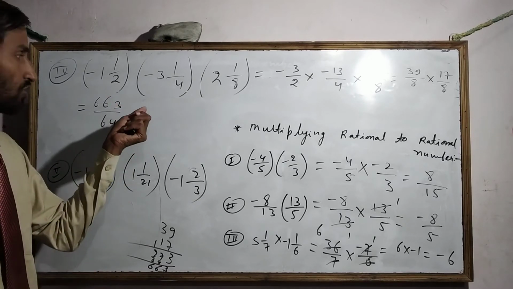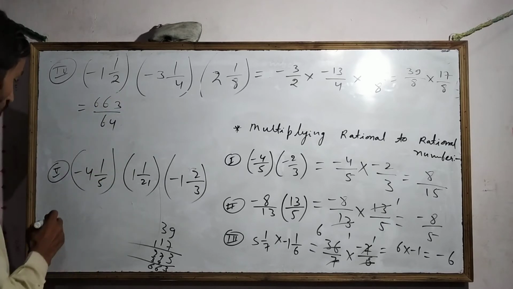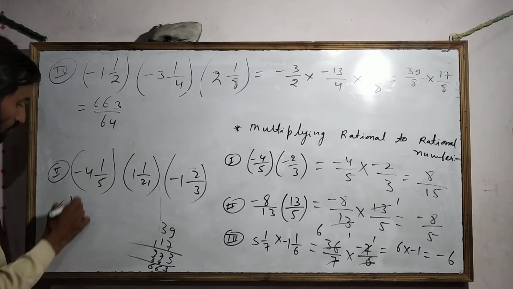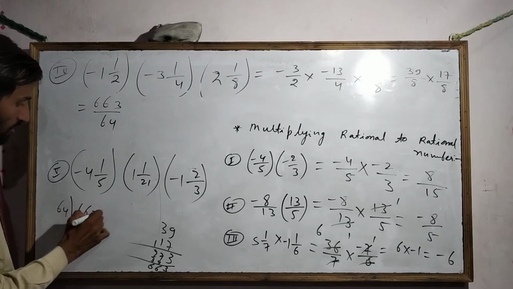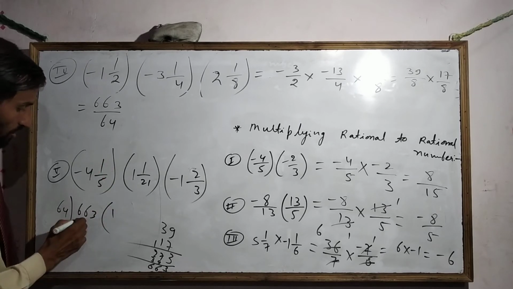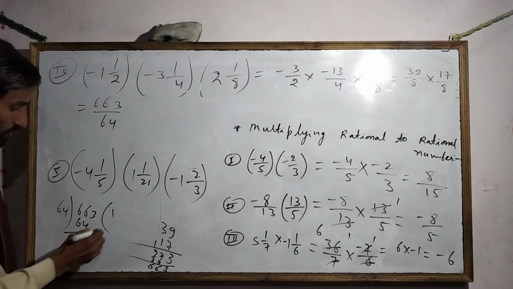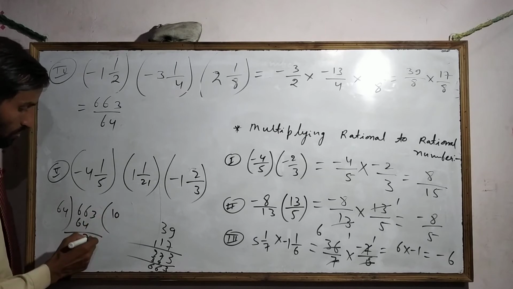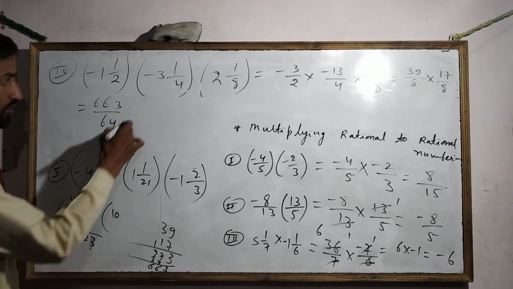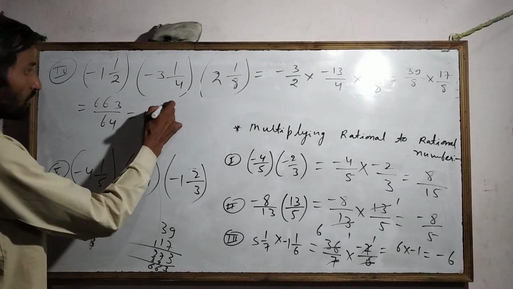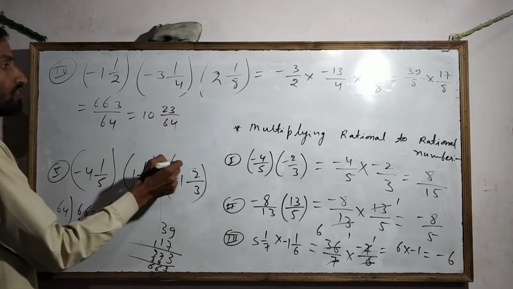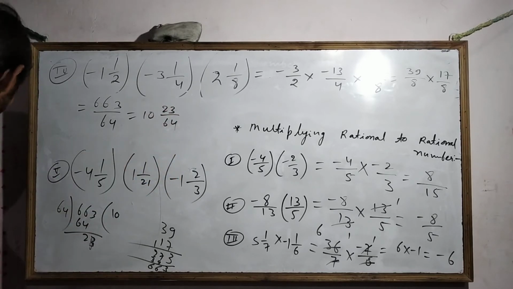And if you want to convert into a mixed fraction also, then just divide 663 by 64. 1 ja, we can divide by 1 ja 64, and then 2, it will come 3. Means you have to write 3, for that you have to put a 0 here. Okay, then you can write 3. So it will come 10 whole 23 upon 64. This one is the final answer.